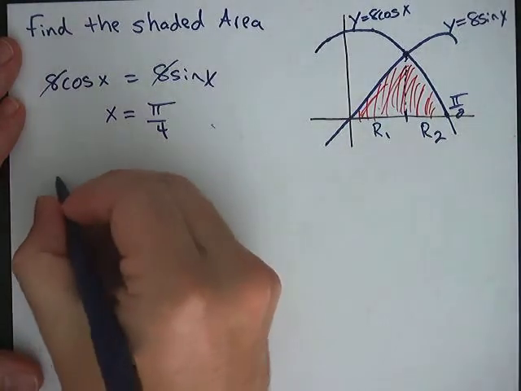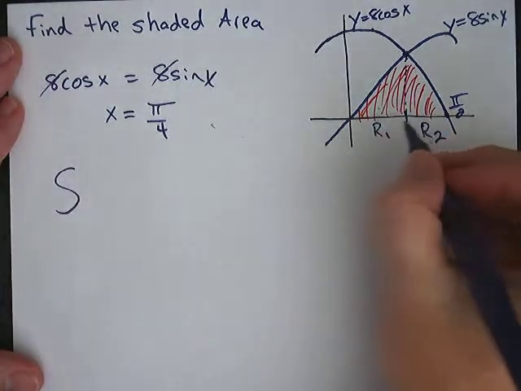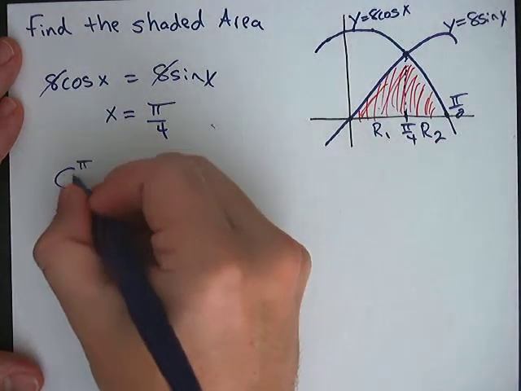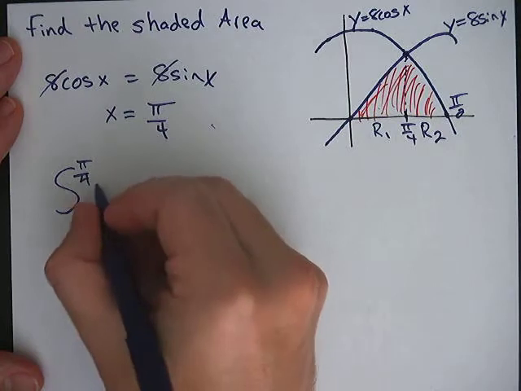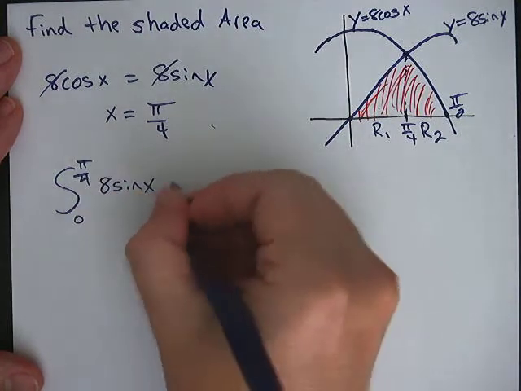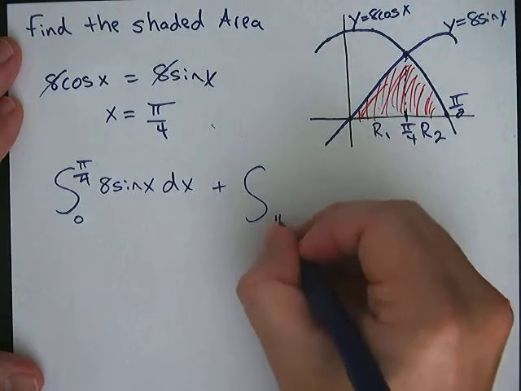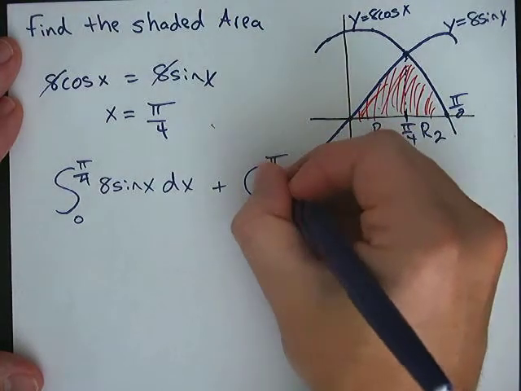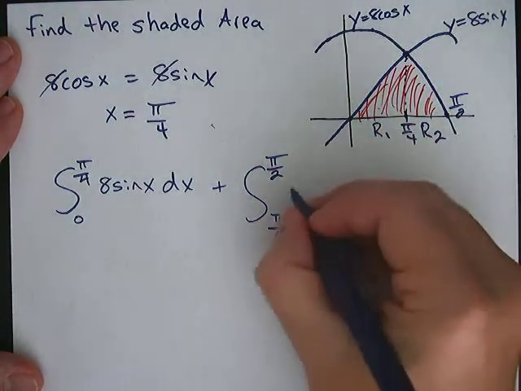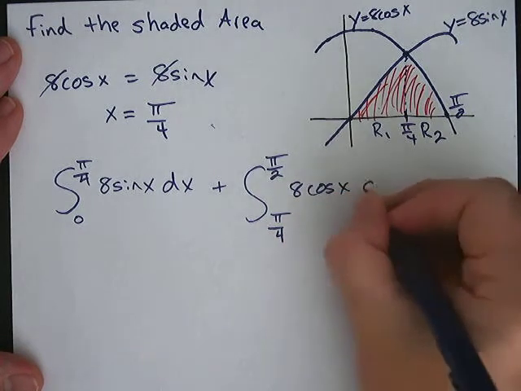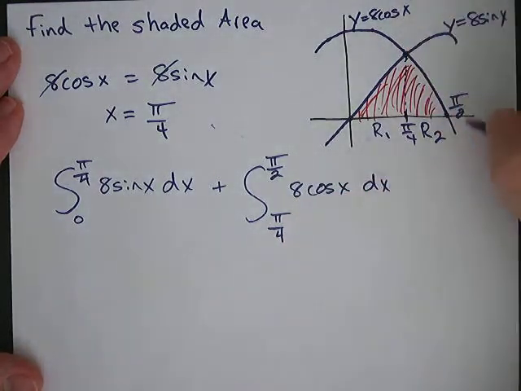So we're going to set up two integrals. The first one, region 1, is going to go from 0 to pi over 4 of 8 sine x dx. And then the next integral will go from pi over 4 to pi over 2 of 8 cosine x dx, because cosine's on top right over here.